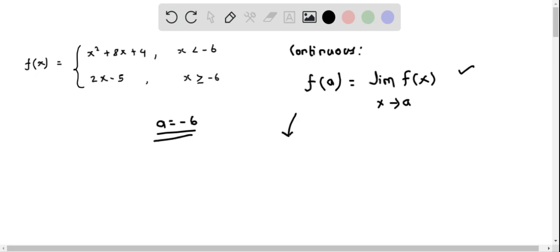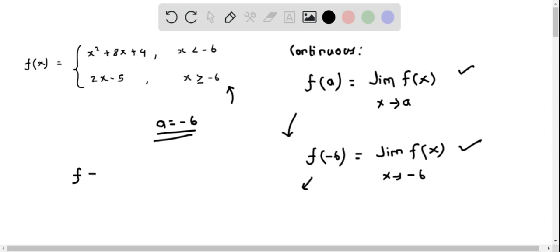So I can rewrite this relation as f of negative 6, and this should be equal to the limit of f of x as x approaches negative 6. So we must see that this condition is satisfied. Only if this is satisfied, we say that the function is continuous. So first let me find this f of negative 6. For this we have to use this second part.